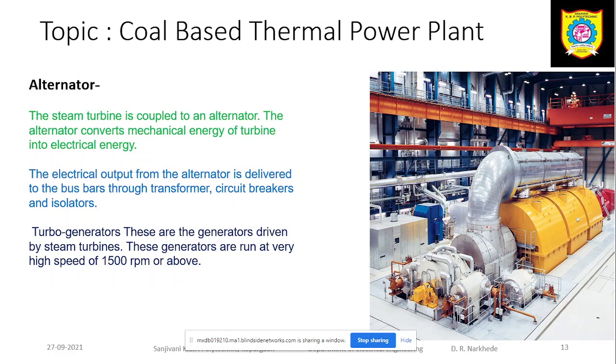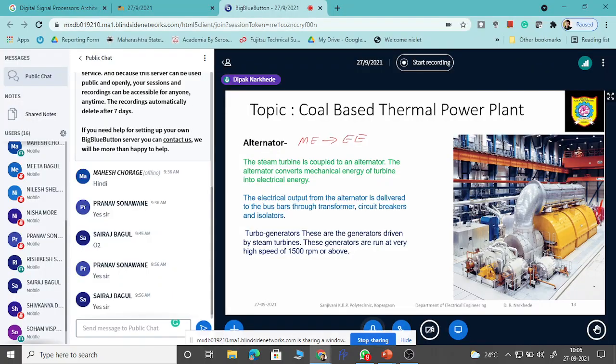Then there is the alternator. This is basically an alternator. This is the whole system of a thermal power plant. Here you can see the steam turbines, and this is the alternator. This red colored thing is the alternator, which will convert mechanical energy into electrical energy. Energy conversion takes place inside the alternator, where mechanical energy is converted into electrical energy. The steam turbine is coupled to the alternator. So what will the alternator do?